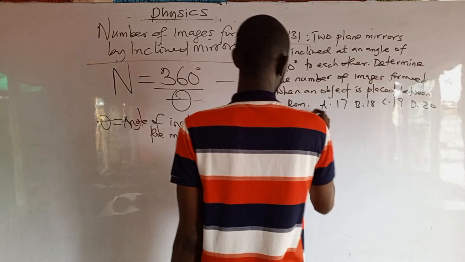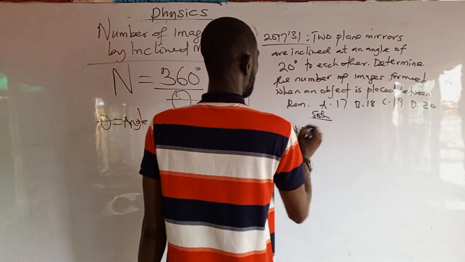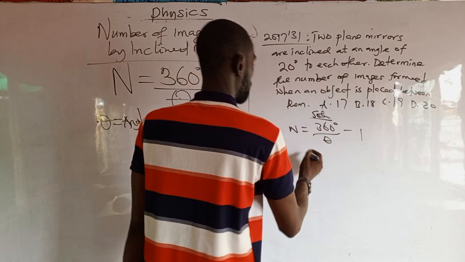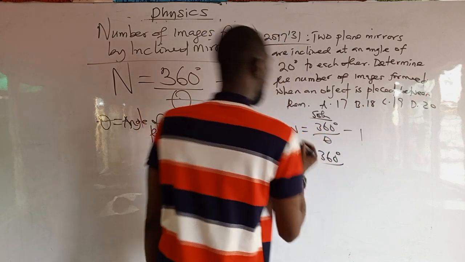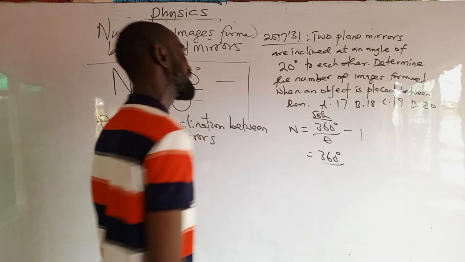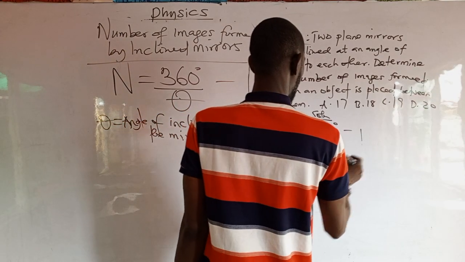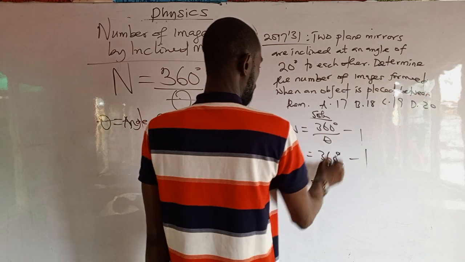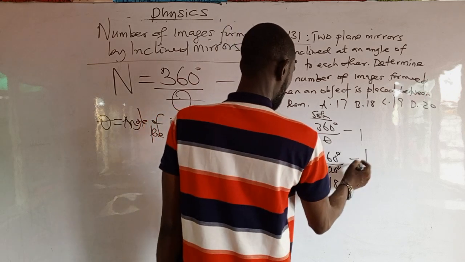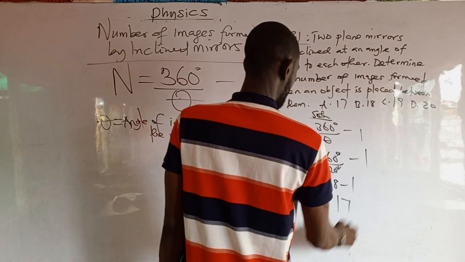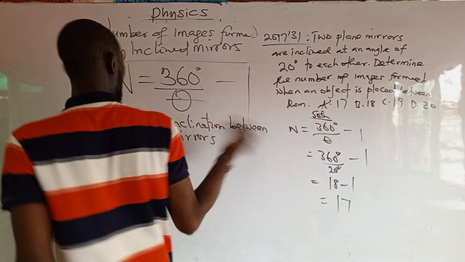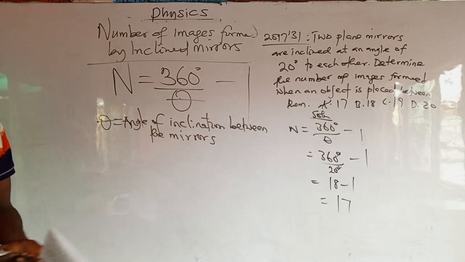Number of images. What's the formula? n equals 360 degrees over theta, minus 1. So this will be 360 degrees all over the angle between them, 20, minus 1. Here 360 over 20 is 18, minus 1 gives us 17. So the correct answer is 17. Just write the formula and apply it. It's as simple as that.